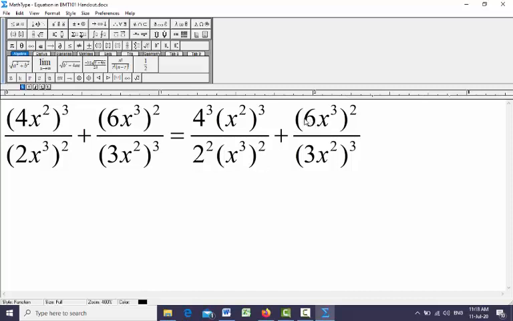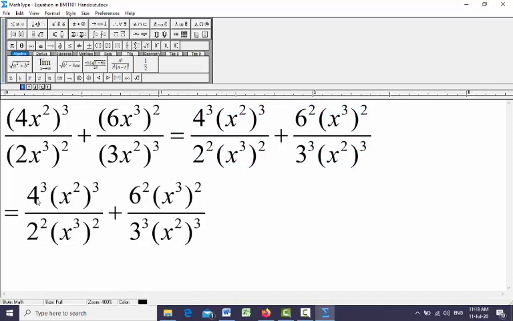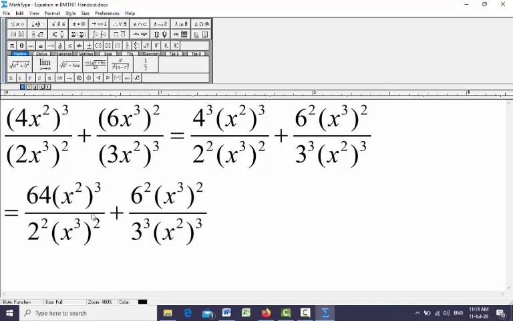So now let us do the same way like here. We have 6 square and then x cube whole square. So similarly we have this. Now, instead of 4 cube we can write it like, sorry, it's not 16. 4 cube means 64.